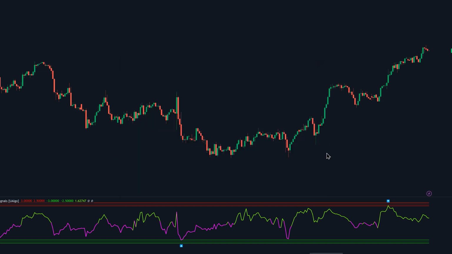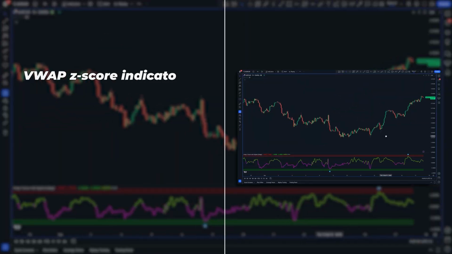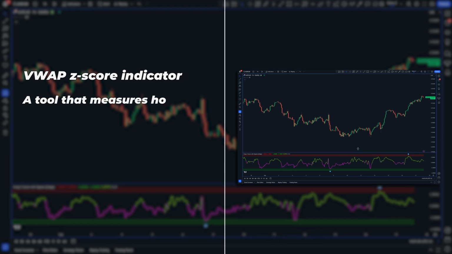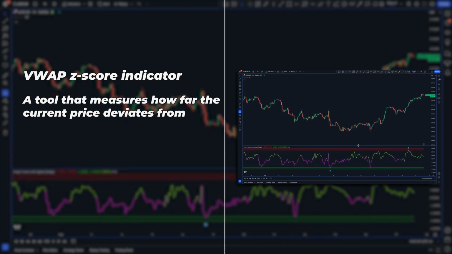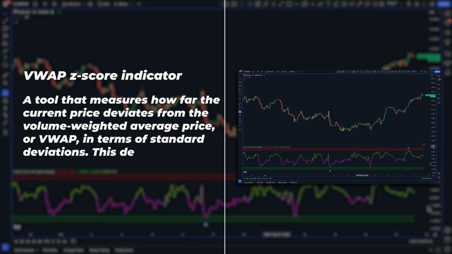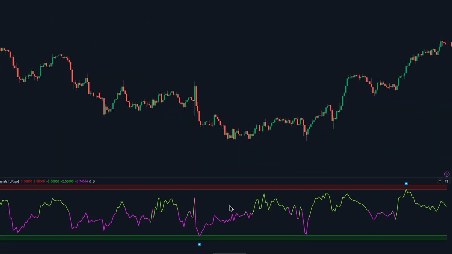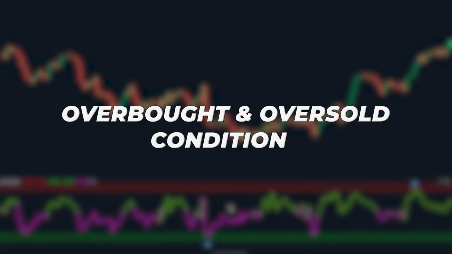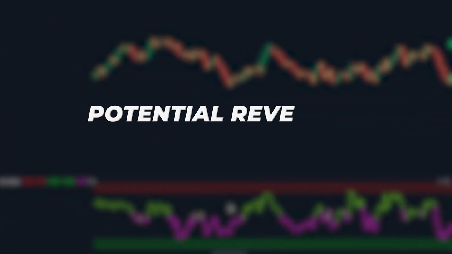So what exactly is the VWAP Z-Score indicator? Well, in simple terms, it's a tool that measures how far the current price deviates from the volume weighted average price, or VWAP, in terms of standard deviations. This deviation is known as the Z-Score. By calculating this, the indicator helps us identify overbought and oversold conditions in the market, highlighting potential reversal points.